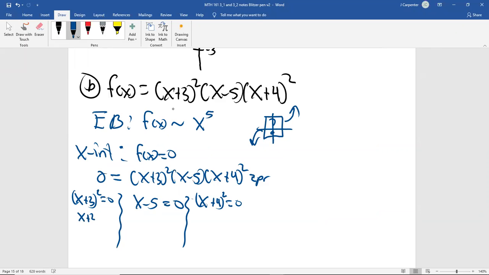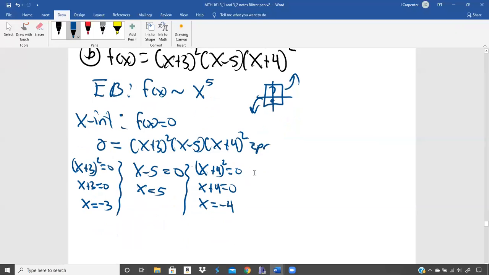So this just becomes x plus 3 equals 0 and x plus 4 equals 0 for the first and third one. You'll subtract 3 on both sides to give you negative 3. You'll add 5 on both sides of the middle one to give us positive 5. And then we'll subtract 4 on both sides for the last one and get negative 4. So those are the x values of the x-intercepts. This is where we'll be crossing or bouncing on the x-axis. But we need to establish whether we're bouncing or crossing.